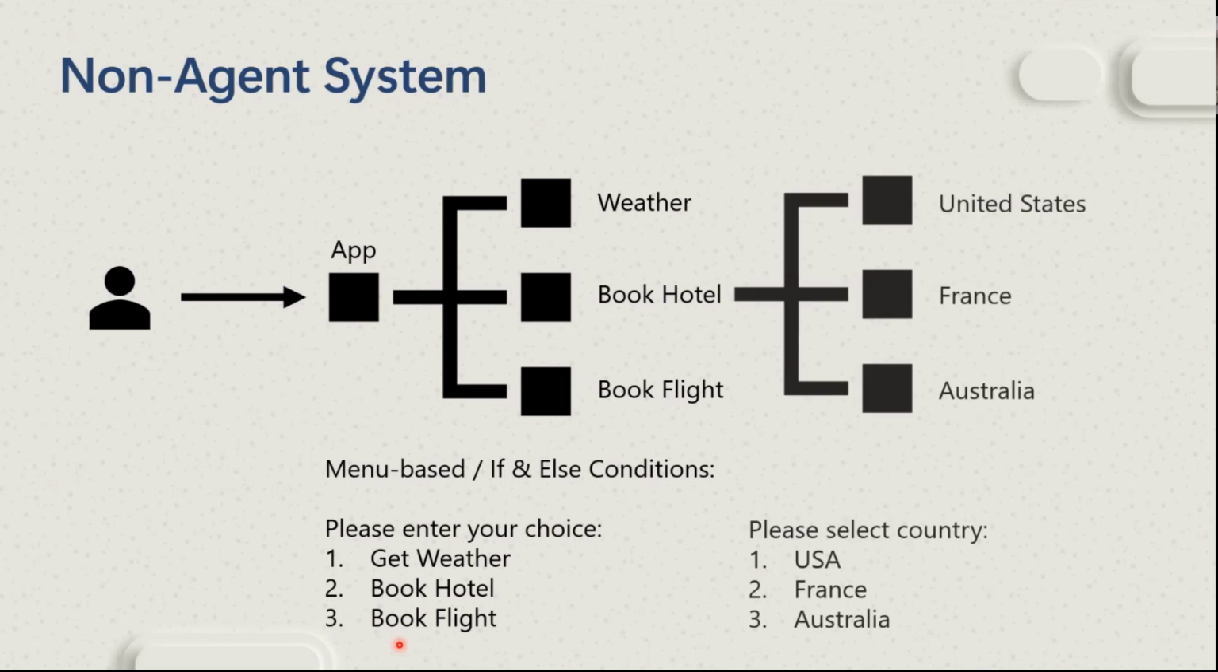And let's say that they decide to click on number 2. From here, there'll be another set of options. Please select your country. Is it USA? Is it France? Is it Australia? So with a non-agent system, based on how developers would do it back in the day, or even till now, they will do an if and else type of situation. Okay, so that's the non-agent system.